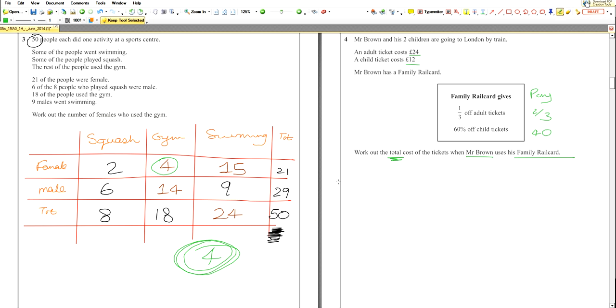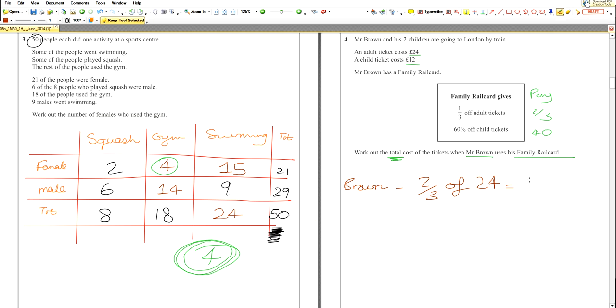So Mr. Brown, first of all, let's work out Mr. Brown. Because it's Mr. Brown, we'll work in Brown. Mr. Brown, he has to pay 2/3 of his ticket. So 2/3 of, how much is his ticket? 24. Now, how do we work out 2/3 of 24? What does that mean? Remember, it's a non-calculator paper, so we can't use a calculator. Can you help us, please?